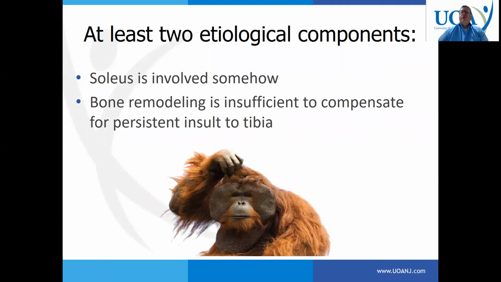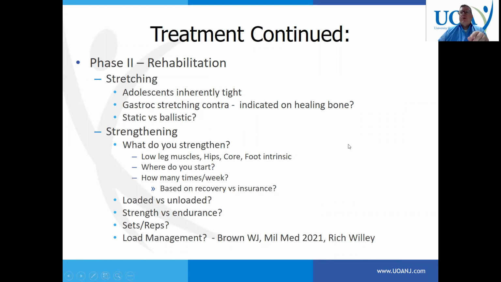I think that there are 2 etiological components that we know are probably involved somehow. One is the soleus is involved, and also that bone remodeling is insufficient to compensate for persistent insult to the tibia. So we know that the bone has been overloaded and it can't compensate for that continual stress. So we know these 2 things. They're not necessarily facts, but I think they're strong inferences that they're kind of at the root of some of the shin pain problem. So in our rehab process, we want to address those subjects.